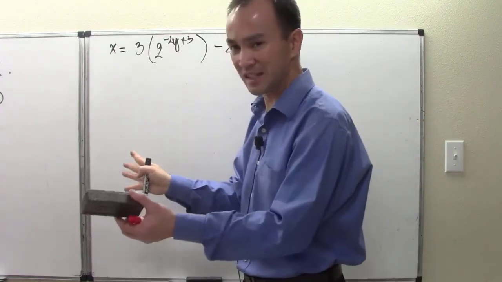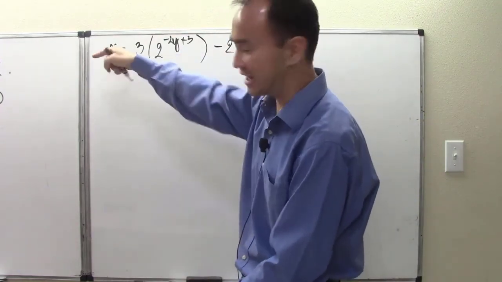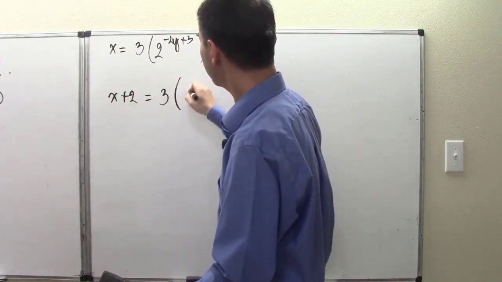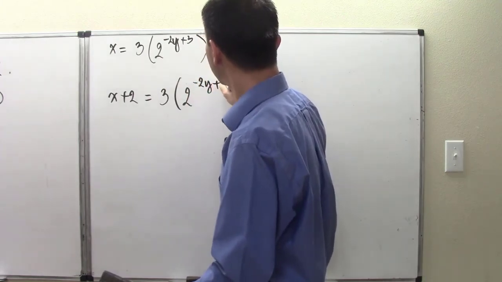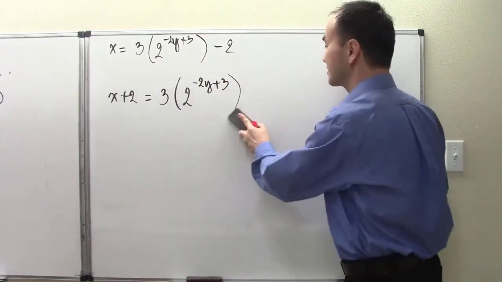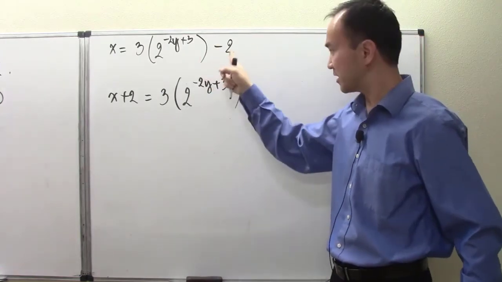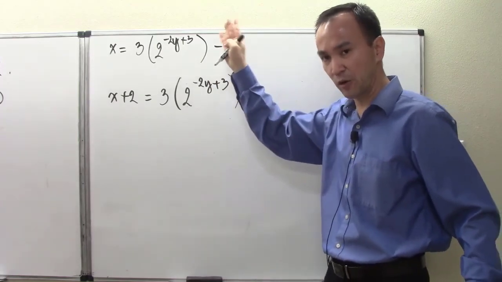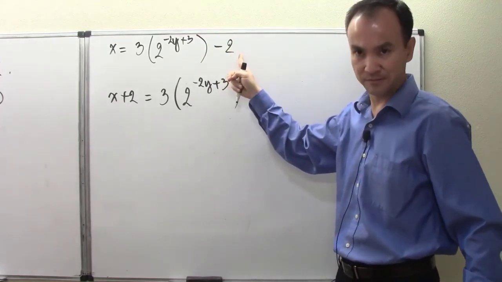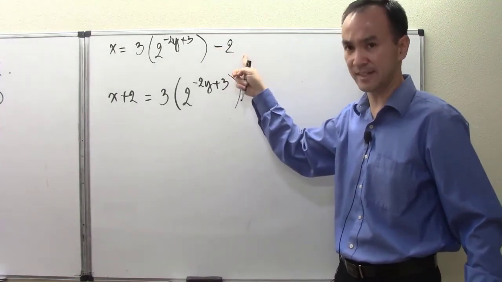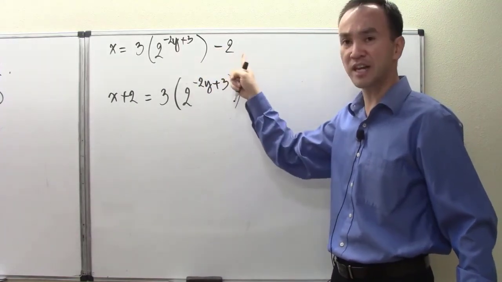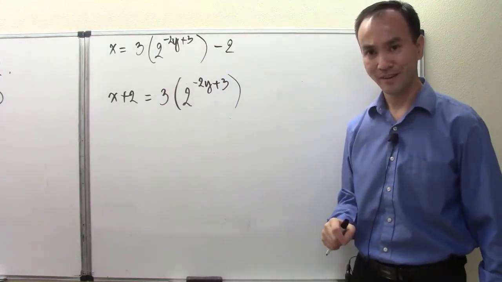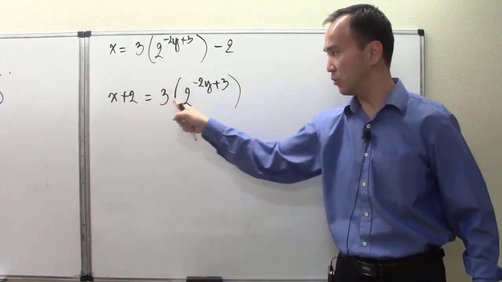So getting rid of it means I'm just going to add that to the other side. So here's x plus 2 equals 3 times 2 to the minus 2y plus 3. And that's what I meant by reversing. So I have to take some action on this minus 2 first, because if we base on the order of operations, this minus 2 comes last. This operation, subtract 2, comes last. And so now as we're solving, we have to take some action on this last operation first. That's the idea. Okay?